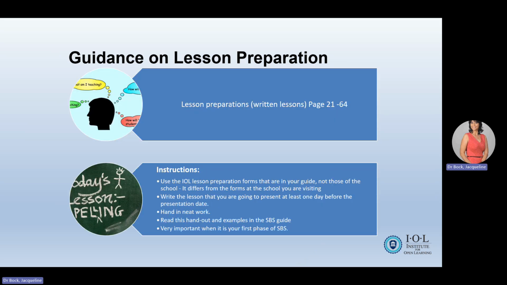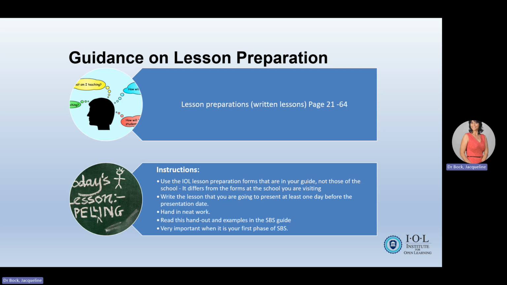Guidance on the lesson preparation. The lesson preparations are now the written lessons. There are pages 21 to 64, and use these to prepare your lessons. Certain instructions: you need to use the IOL lesson preparation forms in your SPS school book, and not the ones available at the school.